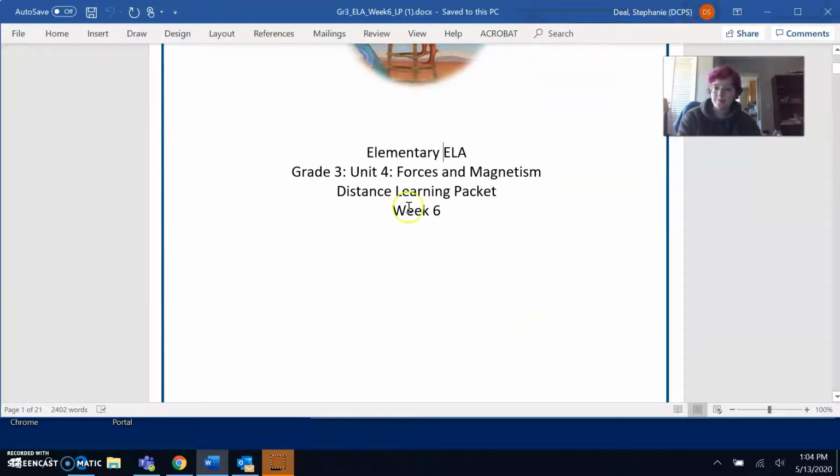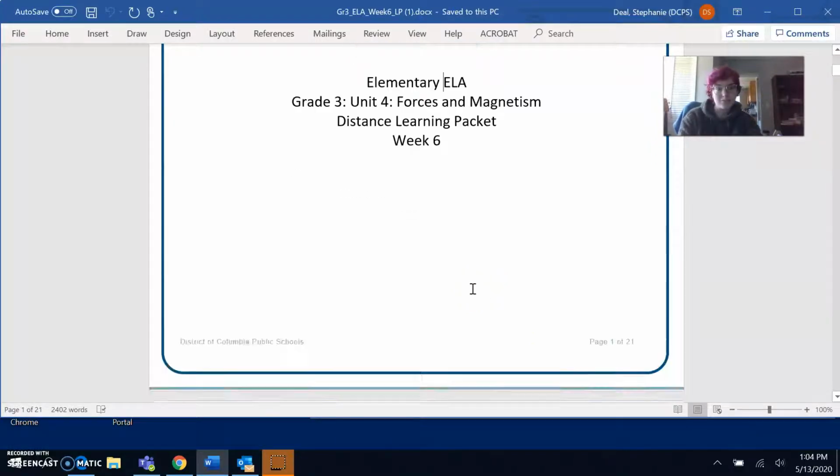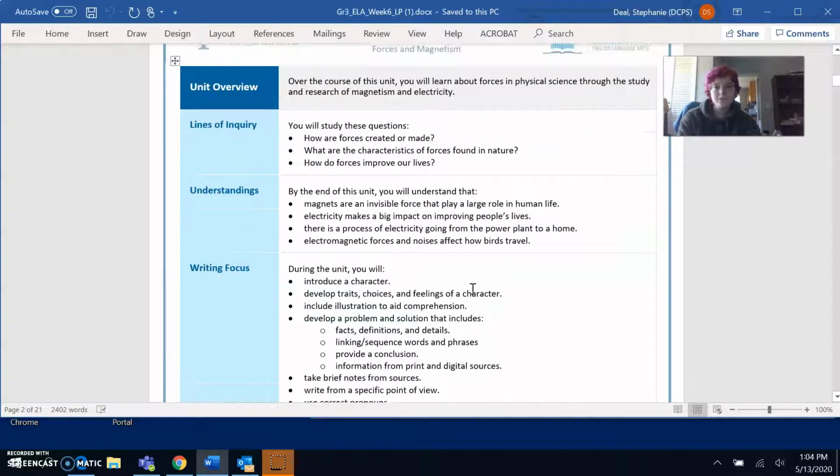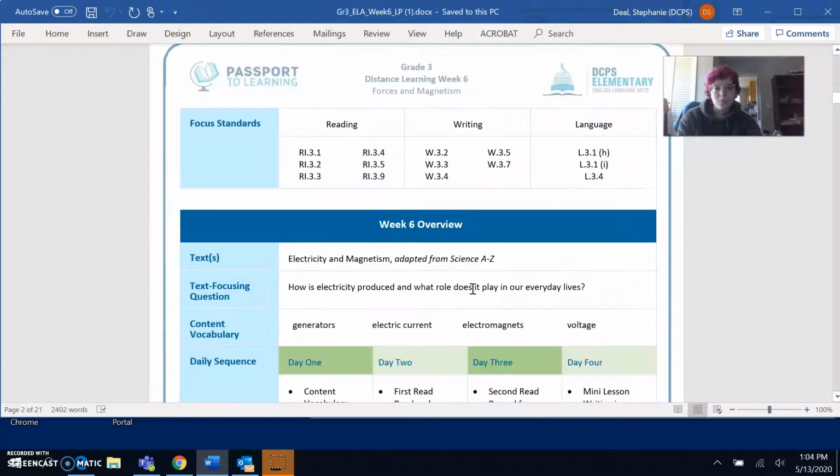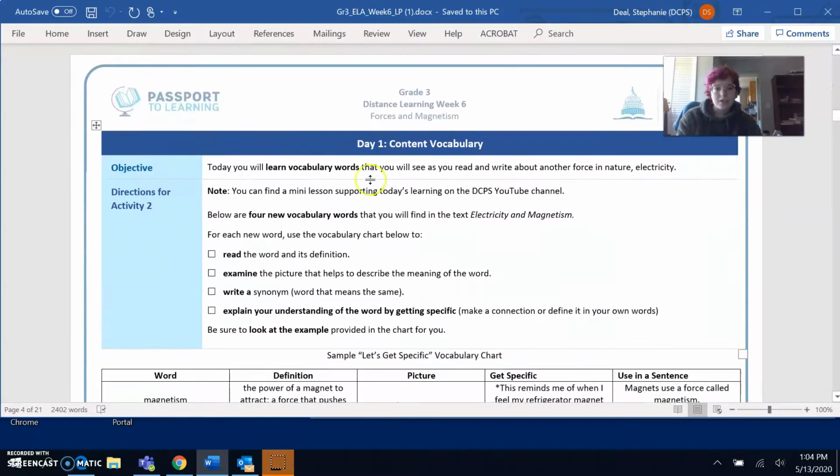Make sure you have your week 6 packet and a pencil or pen you can use to write with. So we're going to start on day 1, which is the content vocabulary for this week. Today you will learn new vocabulary words that you will see as you read and write about another force in nature, electricity.